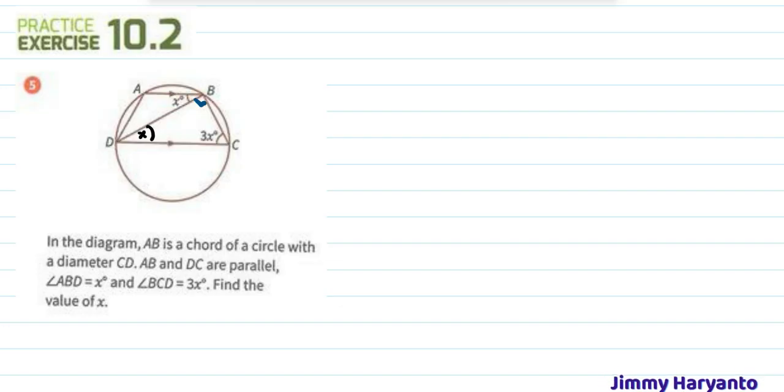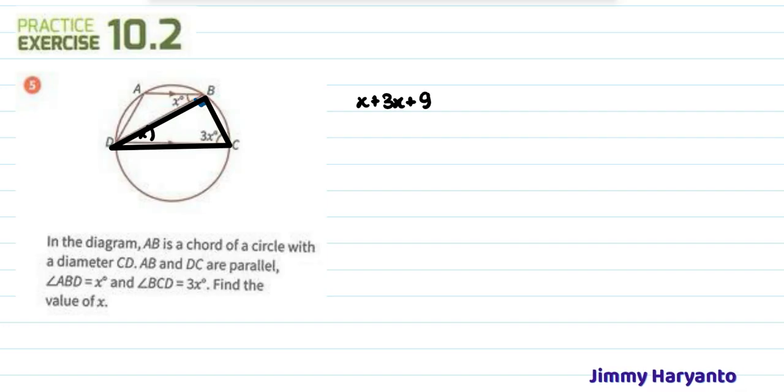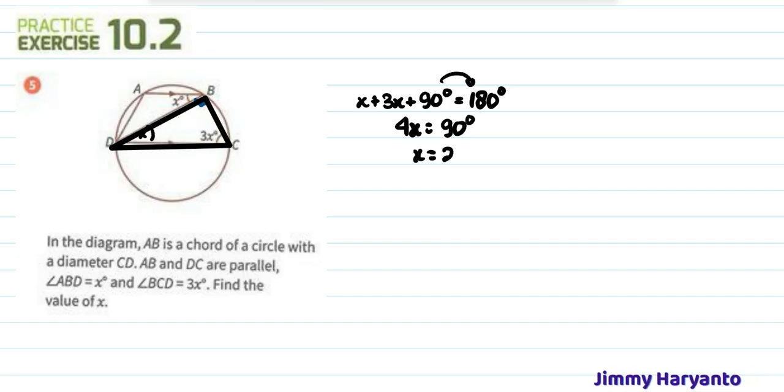Okay, and then after that, let's use this triangle. This triangle has X, 3X, and 90 degree as the angle. That means X plus 3X plus 90 degree equals to 180 degree. So for X equals to, move the 90, you'll have 90 degree. X equals to 90 divided by 4 is 22.5. So the value of X is 22.5.